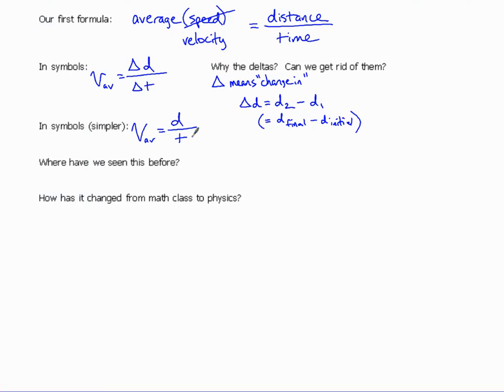Where have we seen this before? Your math class. Distance equals rate times time. These are more of your math formula symbols, and over here you have your physics formula symbols. In this unit, we use them somewhat interchangeably, but remember that this is your physics formula. V average equals distance over time.